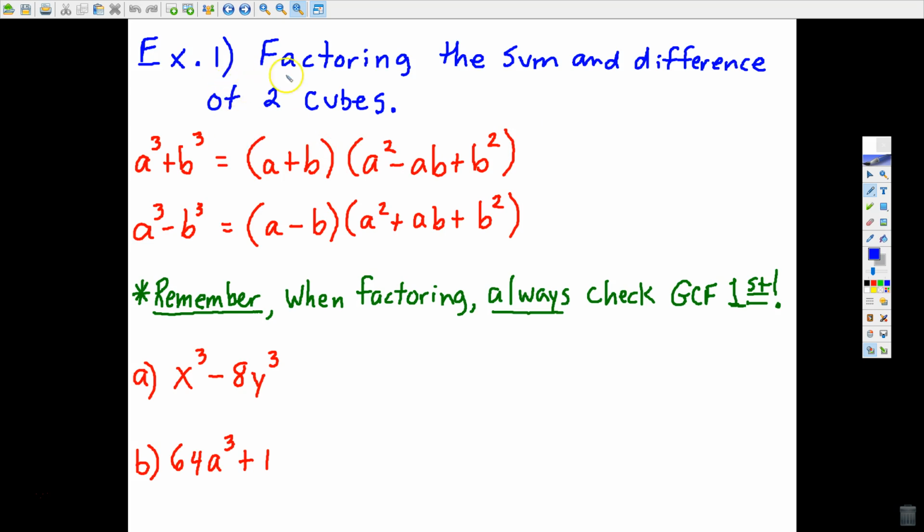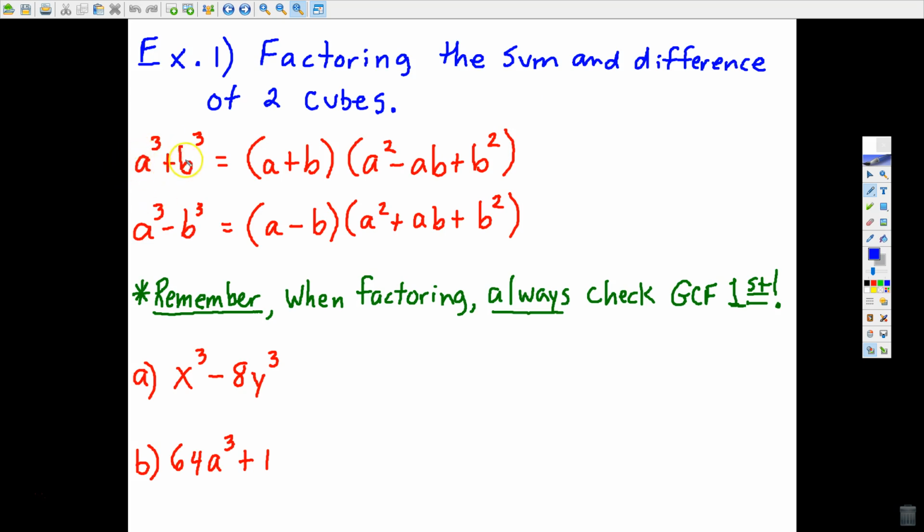My first example involves factoring either the sum or the difference of two perfect cube terms. And what I mean by that is these two terms have perfect cube roots. So some perfect cube numbers are, for example, 8, because the number 2 multiplied times itself 3 times, 2 times 2 times 2, is 8. So the cube root of 8 is 2. 27 is another perfect cube number. The cube root of 27 is 3. 64, the cube root of 64 is 4.